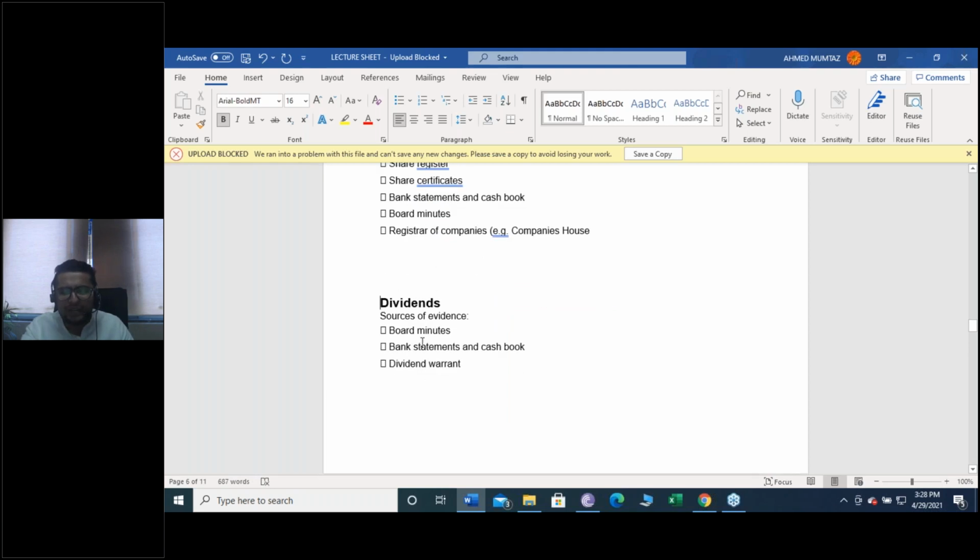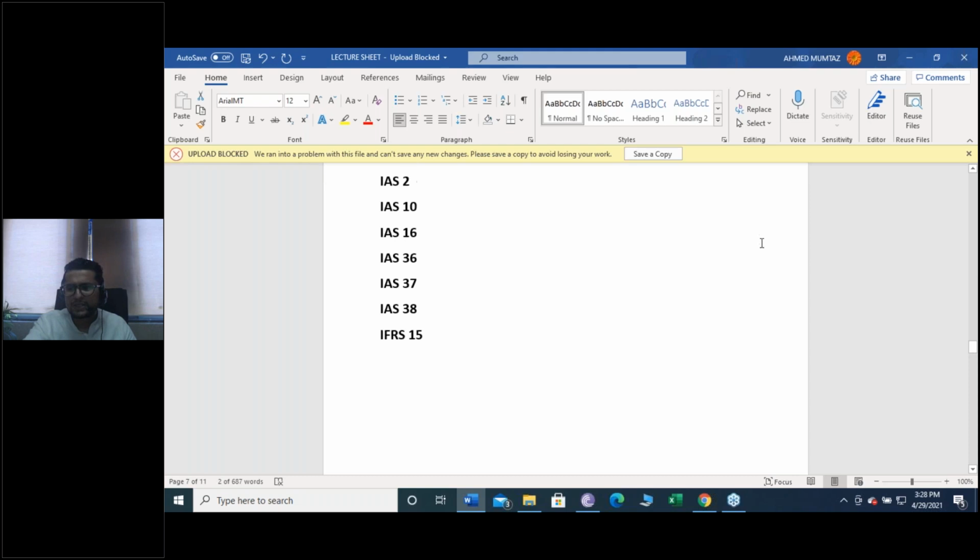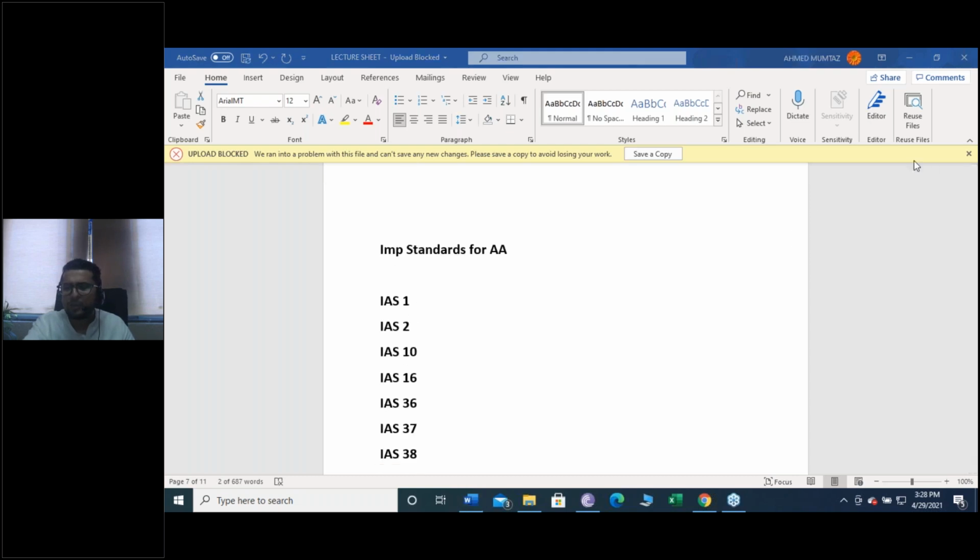In order to verify dividends, the minutes of the meetings of the board are important, because usually in the board minutes the dividends have been approved or declared. The bank statement and cash book show whether the same amount which has been recognized has been paid or not. Is this clear? Any further question before I move on to the past paper question?